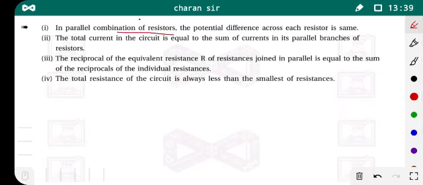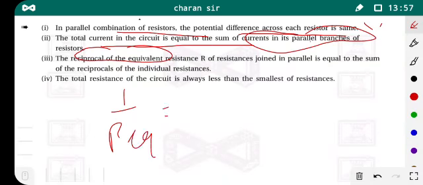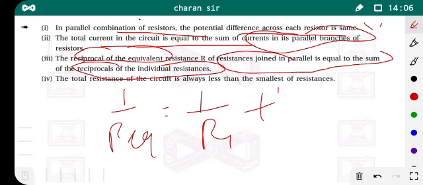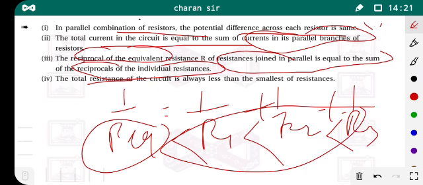First one, in parallel combination the potential difference across each resistor is the same, that is our V. Now the total current in the circuit is equal to the summation of current in the parallel branches of the resistors. And third one, the reciprocal of the equivalent resistance of the resistors joined in parallel is equal to the sum of the reciprocals of the individual resistors, that is 1 upon R1, 1 upon R2 and 1 upon R3. Is it okay? So these are the characteristics of the parallel combination, and the equivalent resistance is less than R1, less than R2 and less than R3.